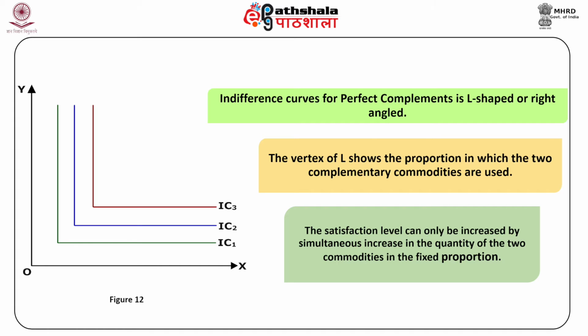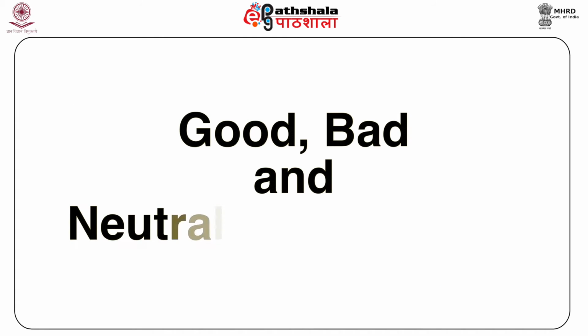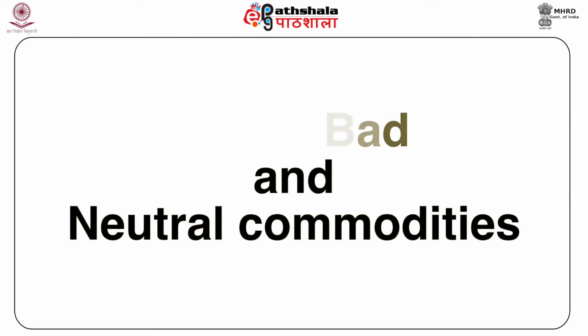In figure 12, the indifference curve for perfect complementary goods will be L-shaped or right-angled, with the vertex of the L showing the proportion in which the two complementary commodities are used, where the satisfaction level can only be increased by a simultaneous increase in the quantity of both commodities in the fixed proportion, which leads the consumer to a higher indifference curve. Next, good, bad and neutral commodities.